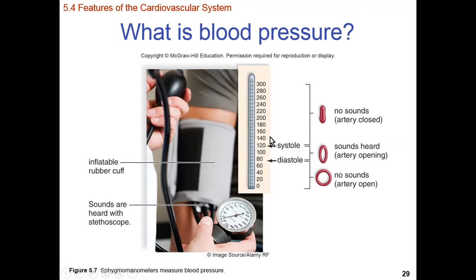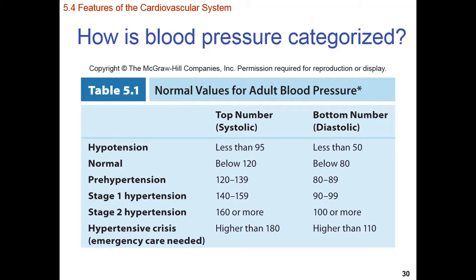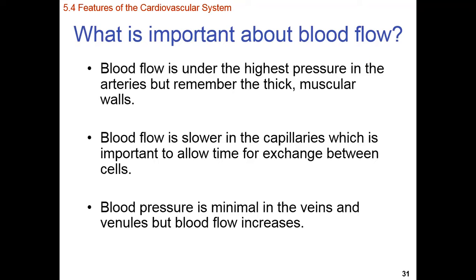For a typical healthy adult, you'll start hearing noises at about 120 millimeters of mercury, and you'll stop hearing them at about 80-ish millimeters of mercury. So if you are at the 120 over 80, you're normal. If you're below 95 over 50, you're hypotensive, you have low blood pressure. And if you're above that 120 over 80 mark, you're going to have some variation of hypertension or high blood pressure. If you are working with somebody who has a blood pressure that is 180 over 110 or higher, you need to get them to the emergency room right away, and you need to have them just lie down and relax. And hopefully not stress them out.